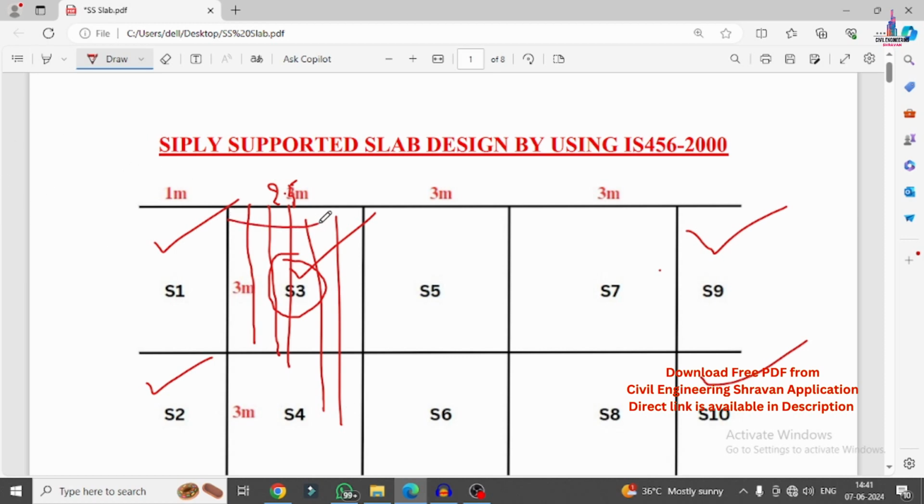In the same way, we have to place the distribution reinforcement bar of 6 mm diameter at a distance of 170 center to center for this particular slab section. So this is the complete calculation related to simply supported slab design as per IS 456-2000. I will upload this PDF in the Civil Engineering Shravan application. You can download the PDF and check the complete step-by-step calculation details related to the cantilever slab section design according to the IS 456-2000 code provision standard system.